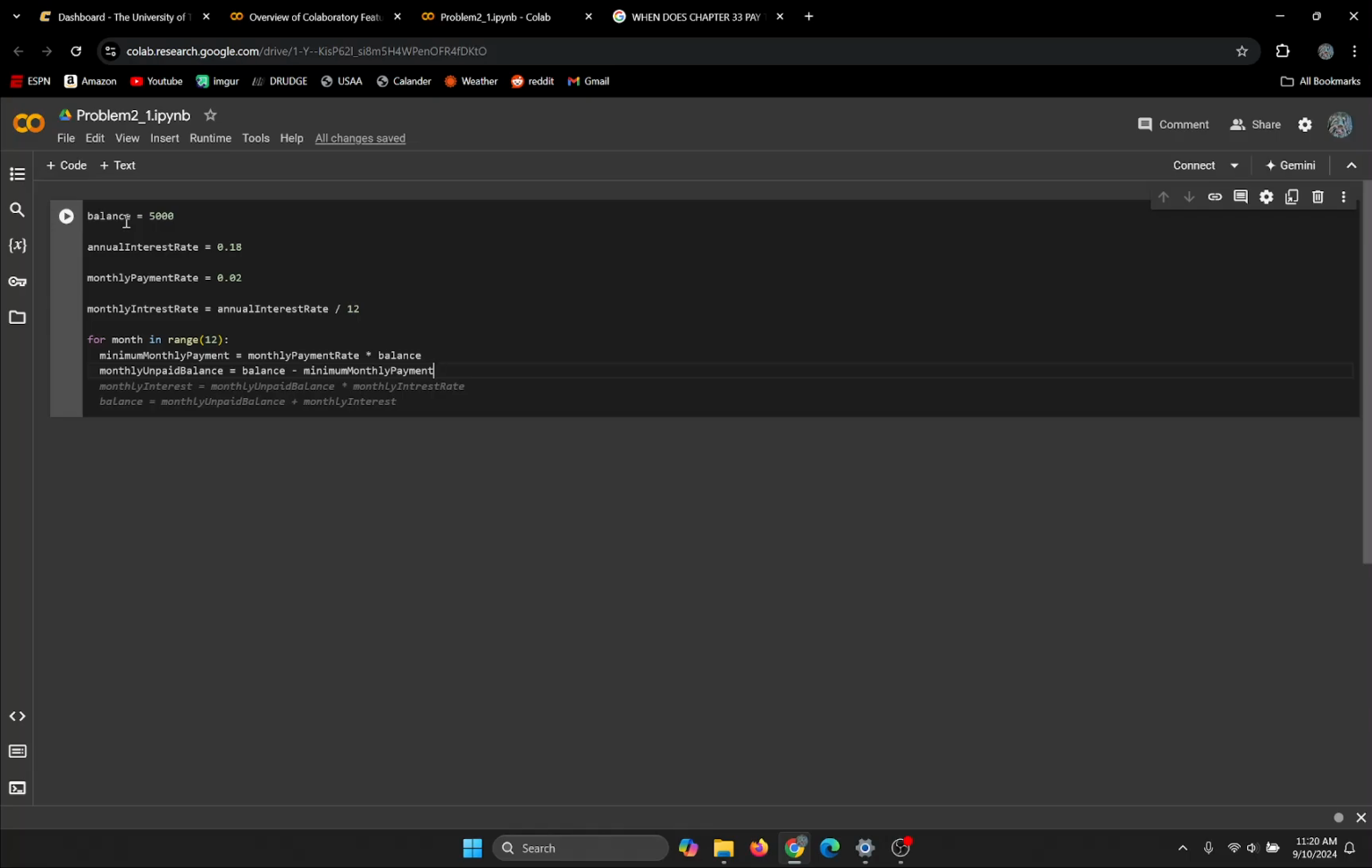Okay, so what that line of code does is your monthly unpaid balance is your balance, which right now on the first loop through is going to be 5,000, minus what we declared before as the monthly payment rate times the balance. So that's going to be your minimum monthly payment. So your unpaid balance is what the balance was at the beginning of the month minus the minimum payment.